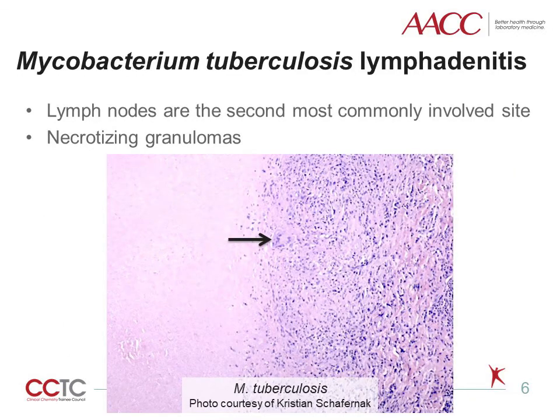Mycobacterial lymphadenitis can be caused by Mycobacterium tuberculosis or atypical non-tuberculous mycobacteria. The lymph nodes are the second most common site of Mycobacterium tuberculosis infection after the lungs. Involvement of the cervical lymph nodes is common. Histologic sections show necrotizing granulomas. Multinucleated giant cells may be present. This case of Mycobacterium tuberculosis lymphadenitis shows necrotizing granulomatous inflammation with scattered multinucleated giant cells.